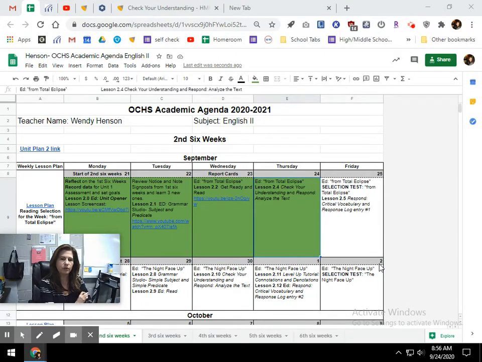Today is September 24th. If you look at your agenda, you are to do the check your understanding and analyze the text from Total Eclipse. You have a test tomorrow over Total Eclipse, and then you'll do the respond vocabulary and your response log entry number 1 for the second 6 weeks. So make sure you have that response log opened and saved into your Google Drive.